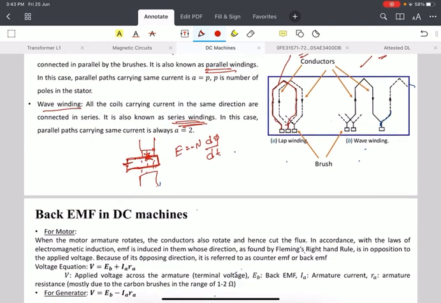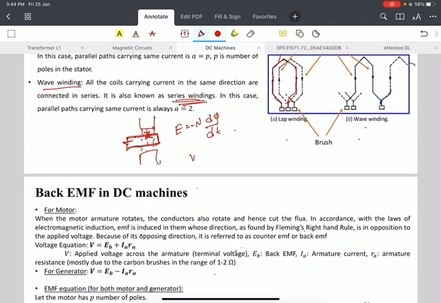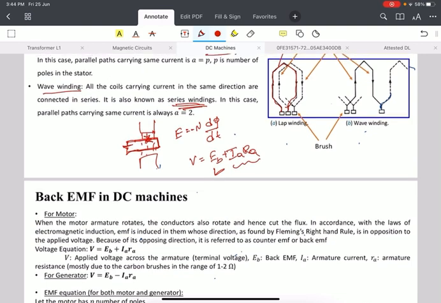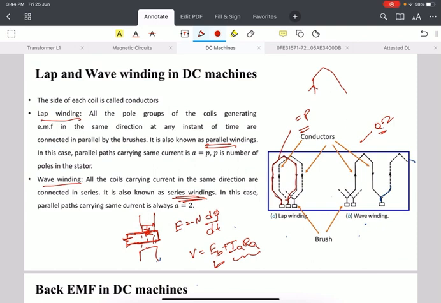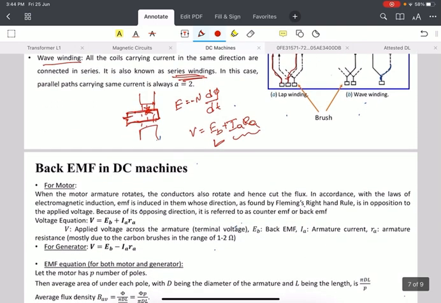For example, in a motor we have this back EMF and this applied voltage. The applied voltage will be equal to the back EMF plus the losses in the DC machine, the armature losses, that is Ia Ra. The voltage across the armature, the applied voltage, will be equal to back EMF plus the voltage drop across the armature, which is Ia Ra. In the next lectures, we will be discussing back EMF and electromagnetic torque generated in the DC machine.